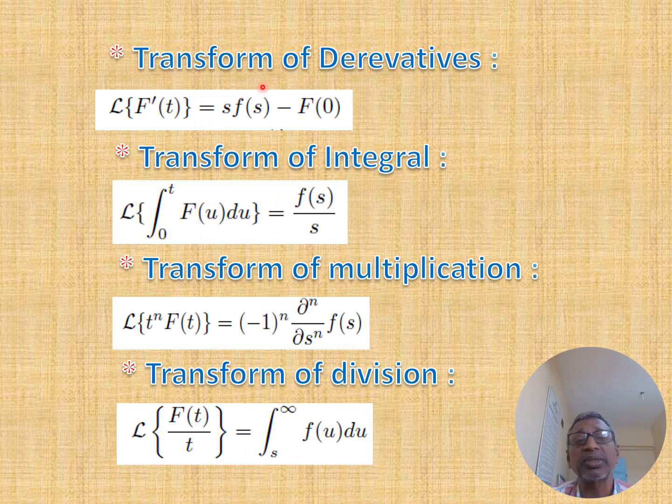Of course, there are Laplace transform of derivatives, transform of integrals, transform of multiplication, and transform of division. This is the Laplace transform of derivatives: L of f dash of t is equal to s into f of s minus f of 0. And transform of integral: L of integral 0 to t f of u du is equal to f of s by s. Multiplication by t power n: L of t power n into f of t is equal to minus 1 whole power n, d power n by ds power n of f of s. And transform of division: L of f of t by t is equal to integral from s to infinity of f of u du.